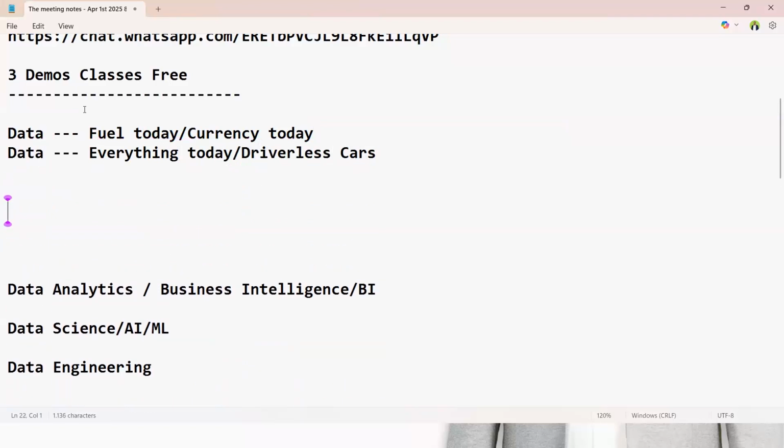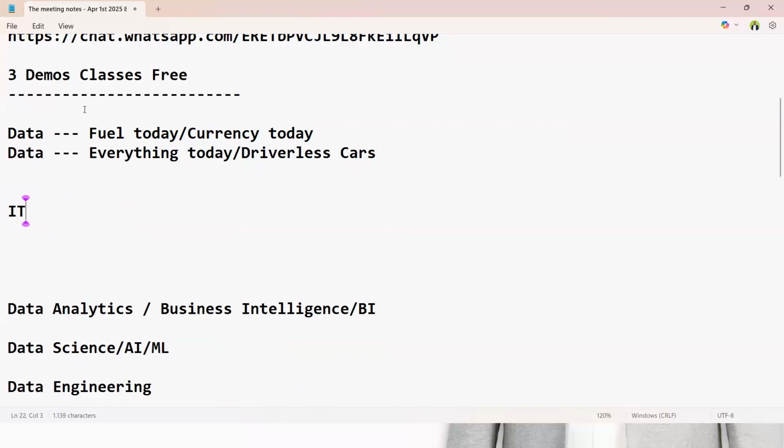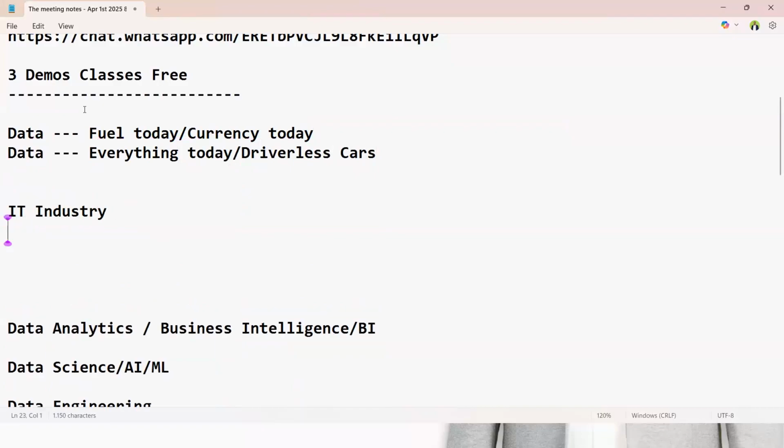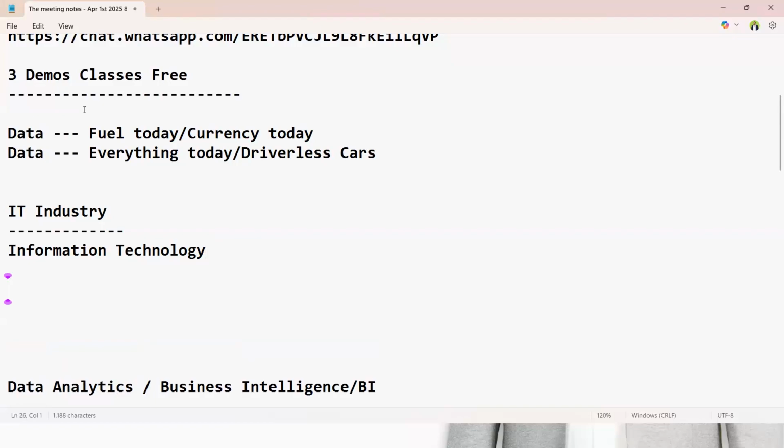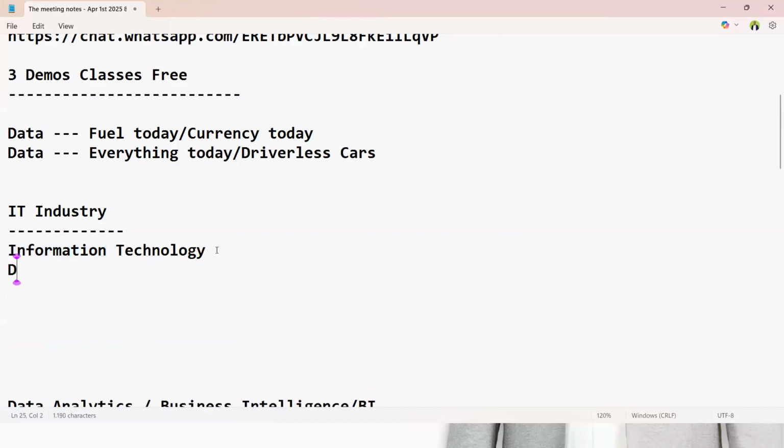Now, the question is, if you ask what the IT industry stands for, everybody tells me it is information technology industry. But what is the core functionality of the IT industry? You should not tell me it is going to be giving you a software. No, no, no, you're wrong. Clear? IT industry is not there to give you a software. IT industry stands for information technology. Information can be derived from the data.